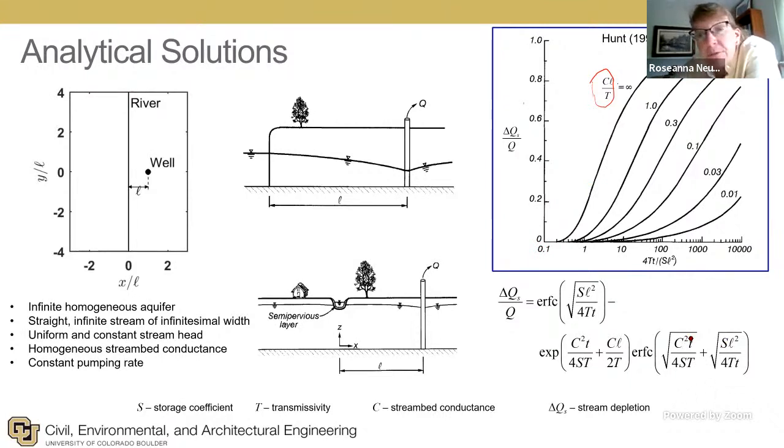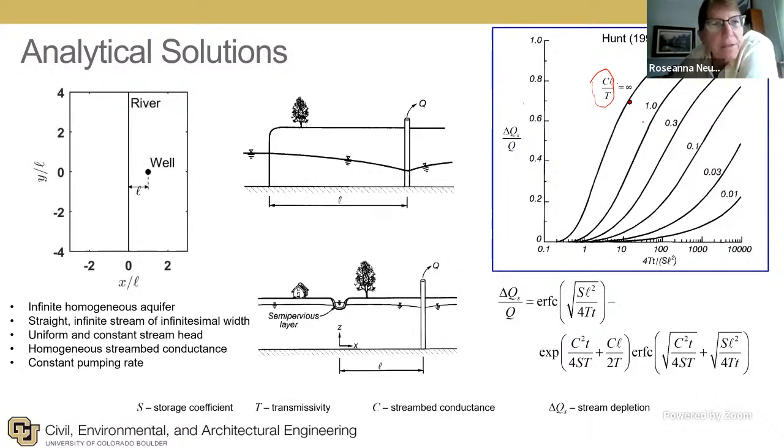When you do have this semi-pervious layer, some resistance to flow across the streambed, then the lower the hydraulic conductivity of that streambed, the lower the stream depletion is. You can see that by these lines. As this CL/T parameter decreases, the stream depletion also decreases. So those are two analytical solutions.